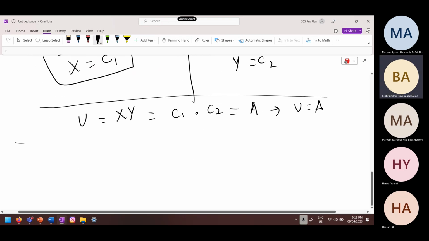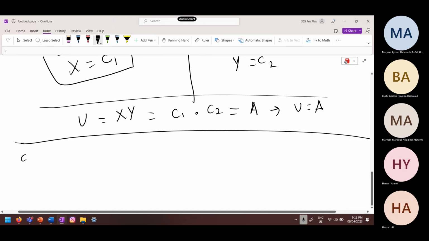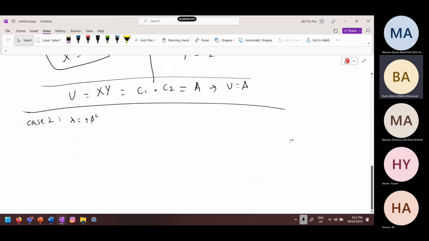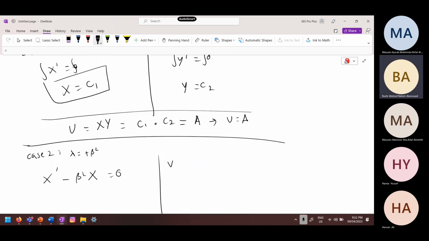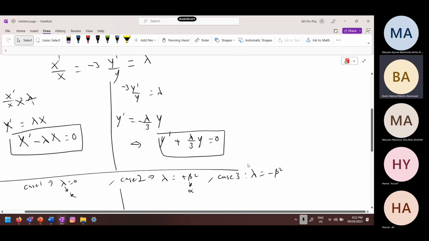Now, as for case two, lambda is equal to positive beta square. Now, we need to get back to our equation to copy it. X prime minus beta square x equals to 0. This one is y prime plus beta square over 3 y equal to 0. Is it correct? Okay.